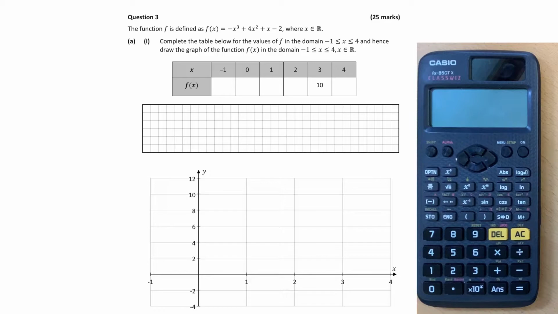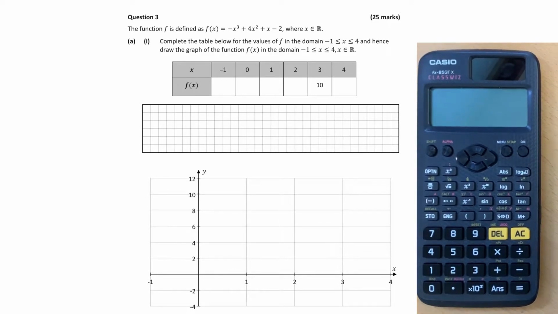So the function is defined as f of x is equal to negative x cubed plus 4x squared plus x minus 2, where x is an element of R, so that just means that x is a real number, right? So, part A, part 1. Complete the table below for the values of x in the domain -1 is less than or equal to x, which is less than or equal to 4, and hence draw the graph of the function f of x in the domain -1 is less than or equal to x, which is less than or equal to 4, and x is an element of R.